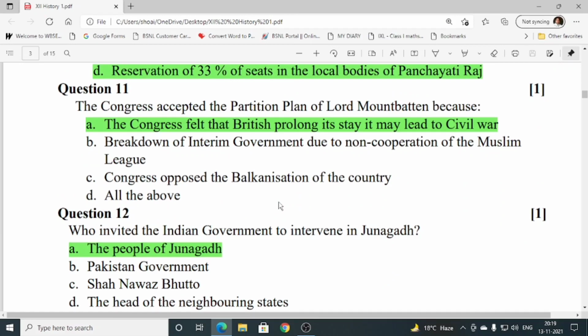Number 11. The Congress accepted the partition plan of Lord Mountbatten because, why did Congress accept it? Because Congress felt that the British prolonging their stay would mainly lead to civil war. That means if the British stayed in India for a longer period, there would again be a serious issue like civil war in the country. So in order to avoid that, the Mountbatten plan was accepted.